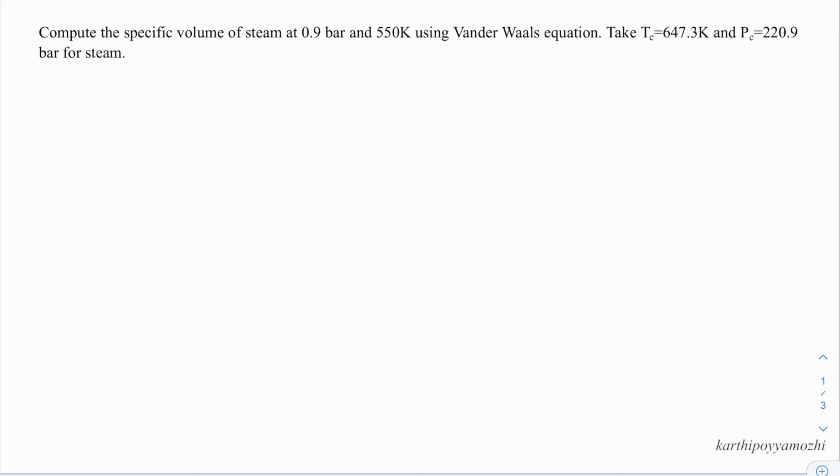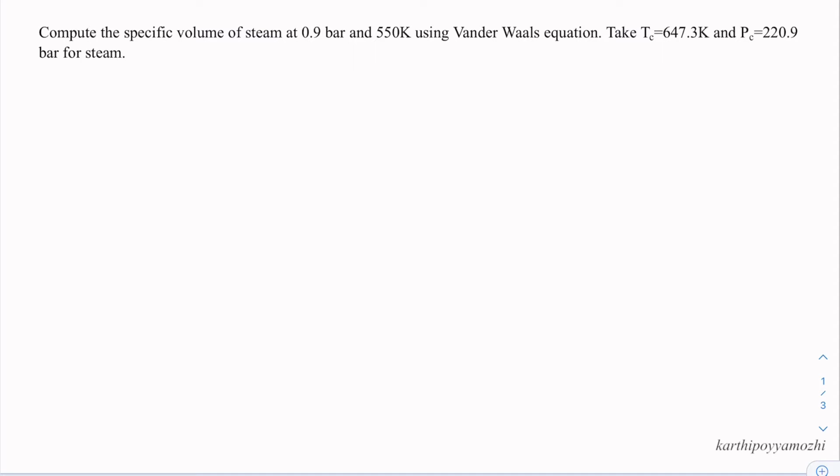In this session, we will be solving a problem related to the van der Waals equation. Compute the specific volume of the steam at 0.9 bar and 550 Kelvin using the van der Waals equation. Take critical temperature as 647.3 Kelvin and critical pressure as 220.9 bar for steam. We have to find the specific volume of steam using the van der Waals equation.